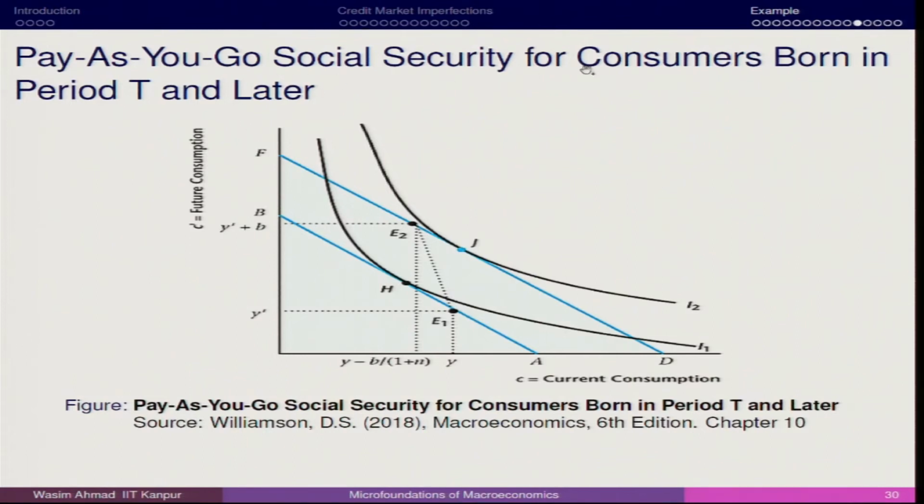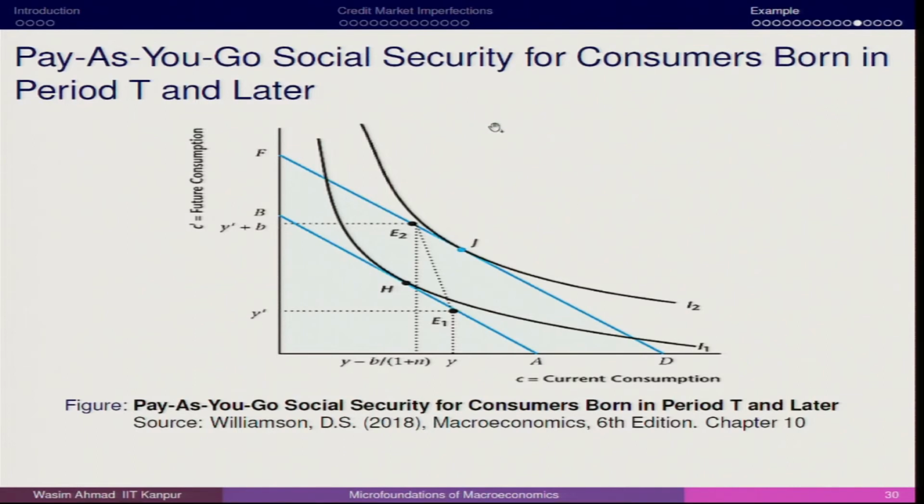So, pay as you go social security for consumers born in period T and later. Here we are saying that this is the amount that this particular person will have, so this is for the younger generation. For the younger generation also there is H, but as long as it is y minus b upon n, that is, 1 plus n. Here we have not put the scenario of what happens when n is greater than r. If n is greater than r, which means the rate of population growth is higher, then it does not matter to the individual. Once I am talking about the individual, it is about how the representative consumer is going to decide about consumption when he is young.